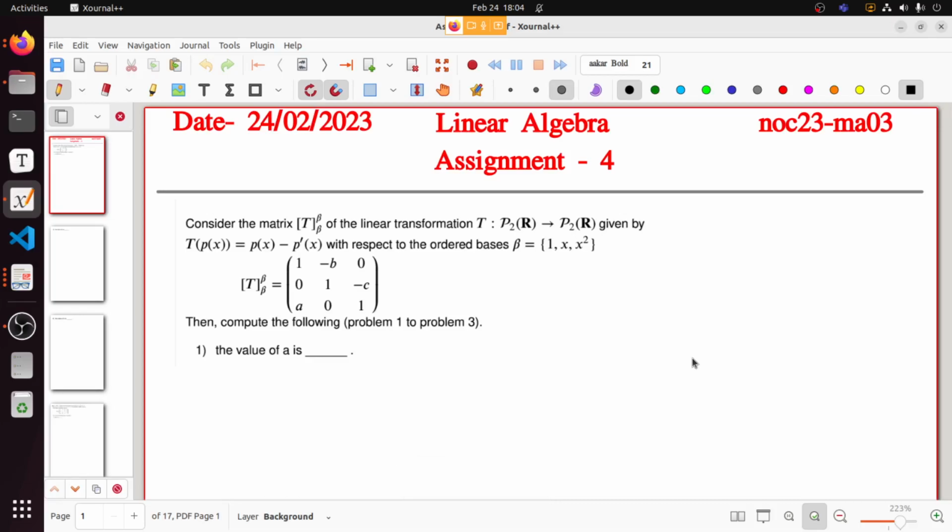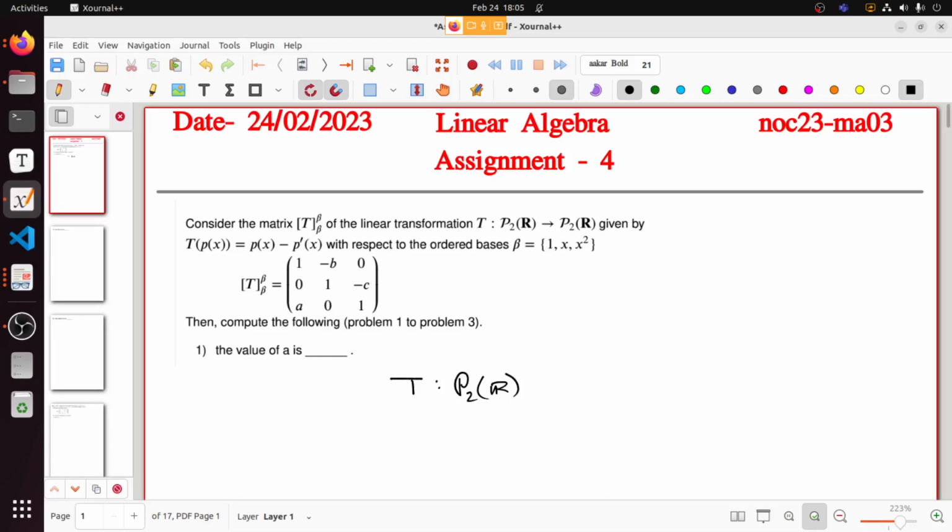Consider the matrix T with respect to the same basis beta, beta. The linear transformation T from P2R to P2R is given by T of P(x) equals P(x) minus P'(x), with respect to the basis beta equals 1, x, x squared. And the matrix is given. You have to find the value of A, B, C for the problems 2 and 3. So what is given?